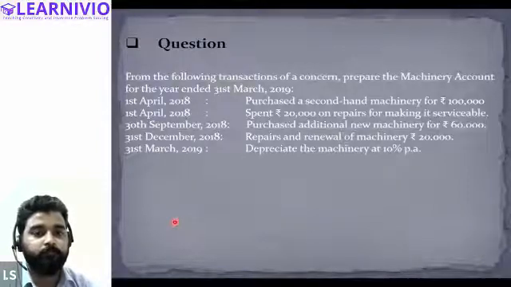Sir, the repairs and renewal of both the machineries, right? Yes.